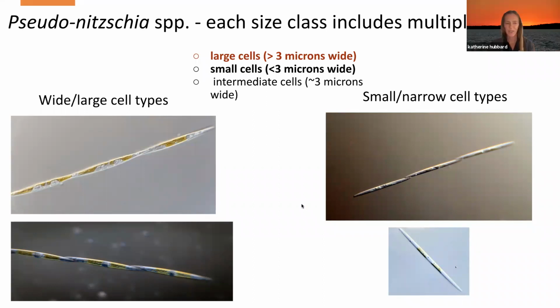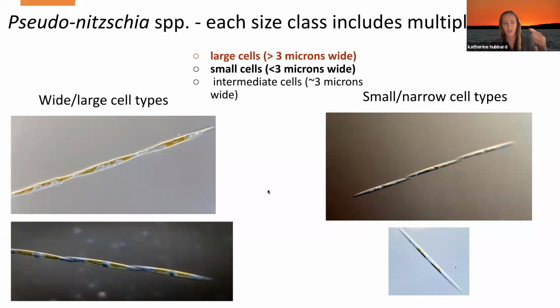And if we look on the left-hand side at those large type cells, there are multiple species that can look just like that top one. And several of those species are known toxin producers. And if you look at the top versus the bottom image, you'll notice that the chains actually look different.